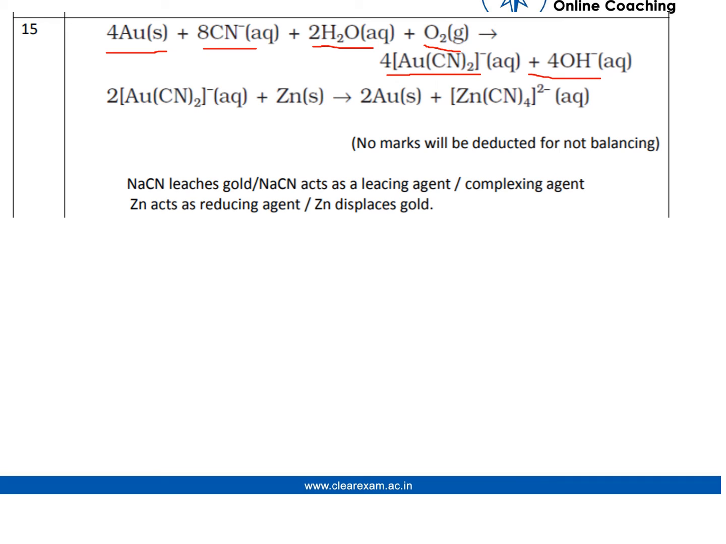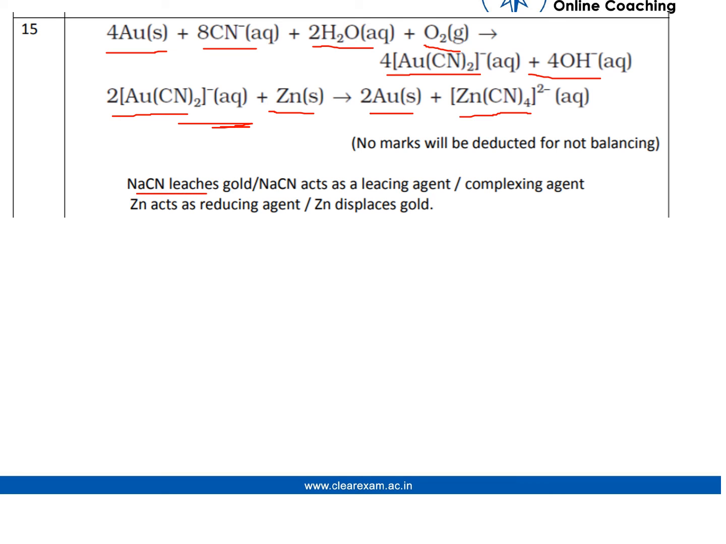The second equation is 2[Au(CN)2]⁻(aq) + Zn(s) gives 2Au(s), that is gold, + [Zn(CN)4]²⁻(aq). So this is basically a displacement reaction which is occurring here.